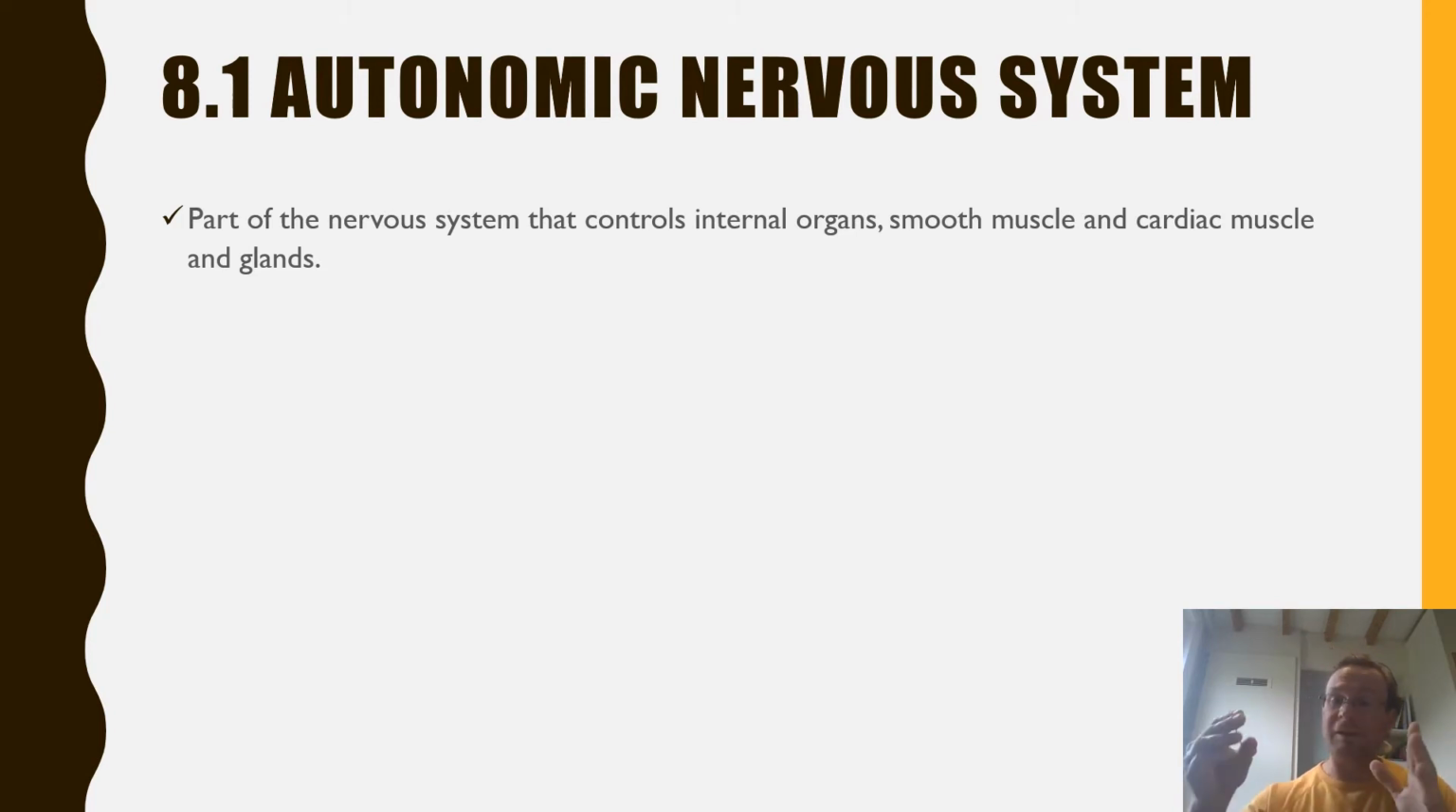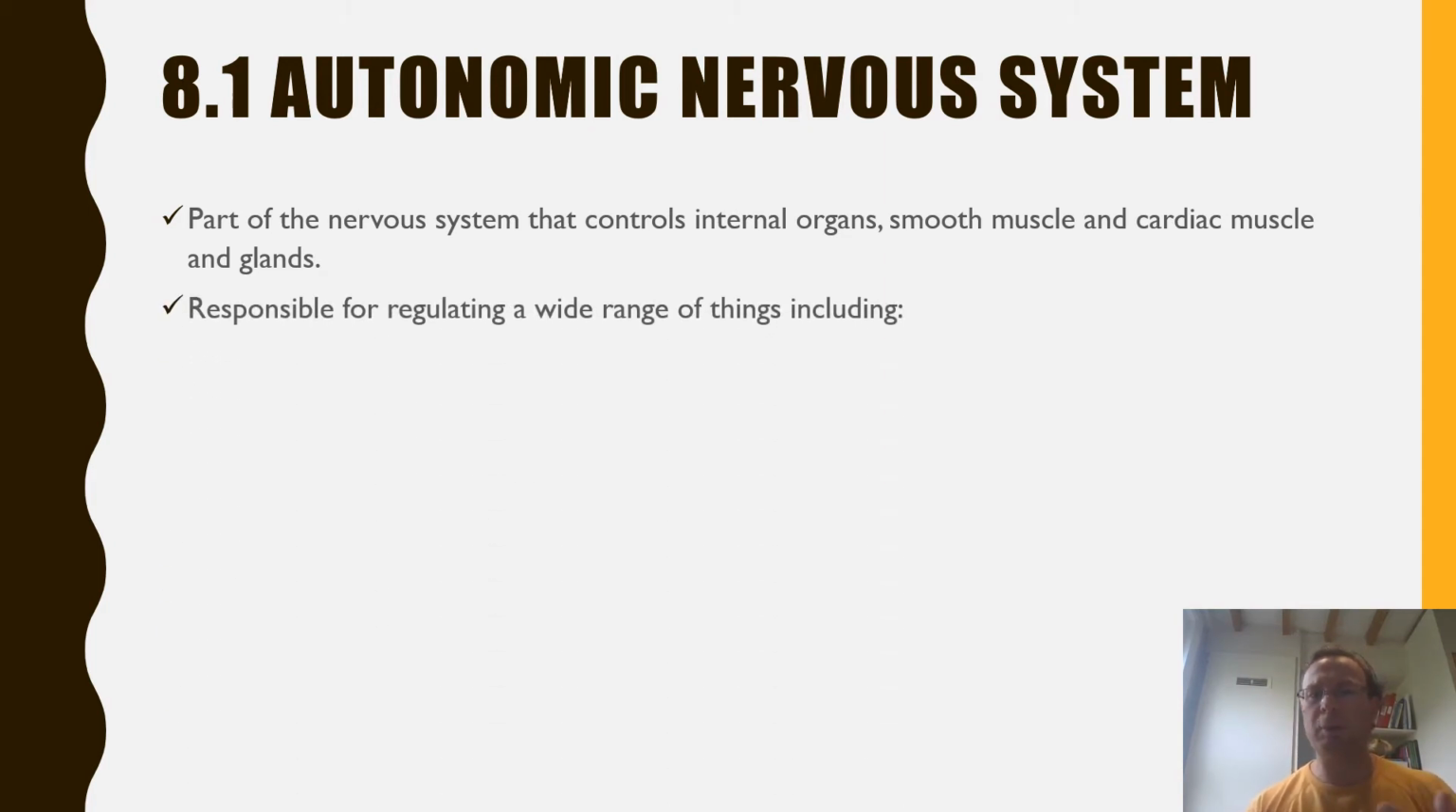So we have to have what's called this autonomic nervous system to do these automatic processes. So the autonomic nervous system is that role of the nervous system that controls our internal organs. Things like smooth muscle, cardiac muscle, and various glands. All the things that maintain, again, this concept of homeostasis. So it's responsible for regulating a really wide range of things.